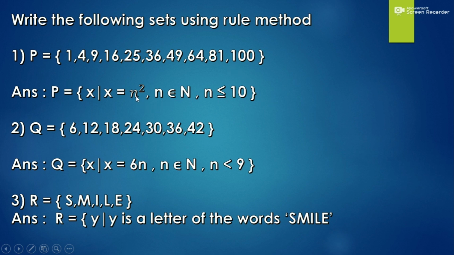That's why here if we put n is equal to 1, then 1 square is 1. If we put n is equal to 2, then 2 square, which is 4, is in the set. Likewise, if you put n is equal to 10, then 10 square is 100, which is already in the set P. This is the rule method of the above set.